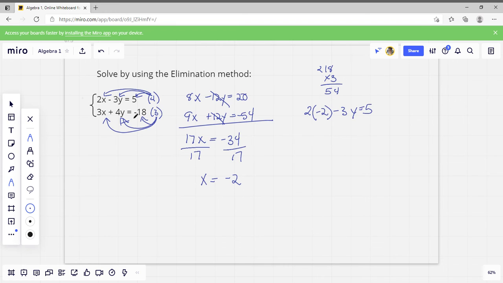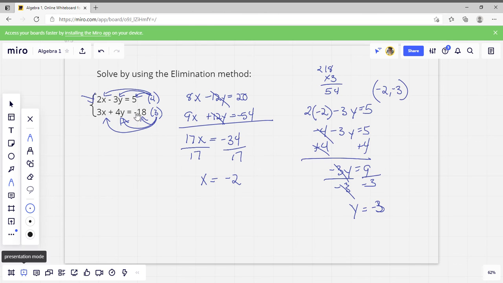I'm just plugging it into this top equation right here. 2 times negative 2 is negative 4, minus 3y equals 5, plus 4, plus 4, negative 3y equals 9, divided by negative 3, y equals negative 3. So our answer would be negative 2, negative 3.